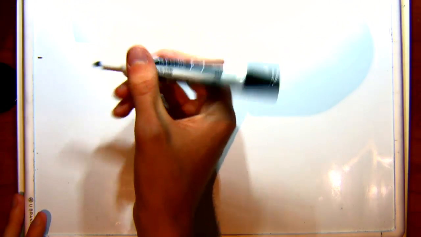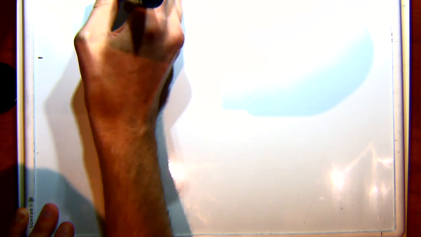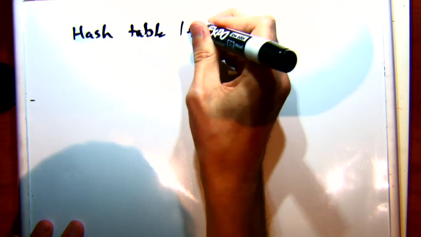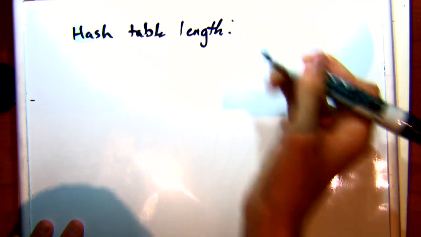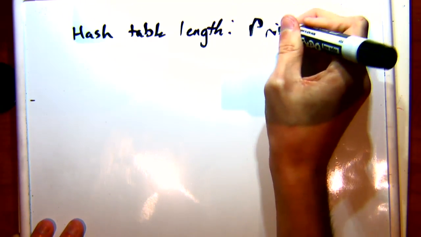Alright, that's tries. So we're going to do some hash table stuff now. Hash tables can be pretty cool. I asked what kind of length we like our hash table to be. And the hash table length, we want that to be prime.